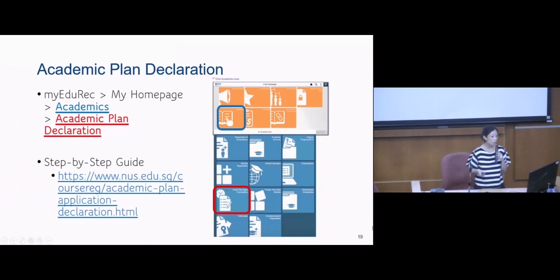If you go to my EduRec, you can see on top, that's what you see. You click on academics, and that will bring you to what you see at the bottom, where you can click on academic plan declaration. Then that's the link to the step-by-step guide to the academic plan declaration.